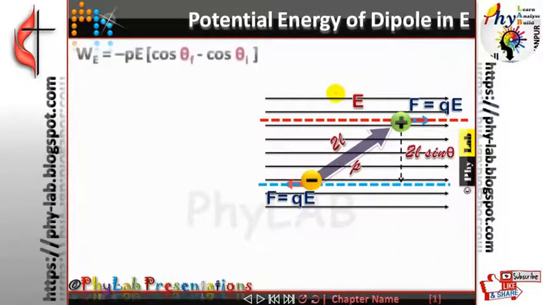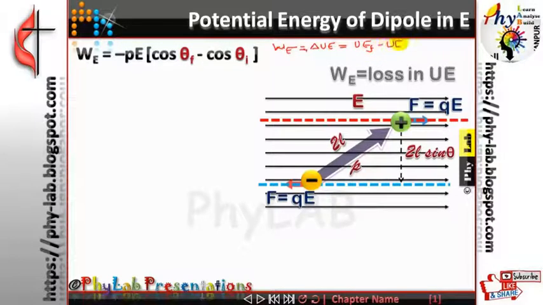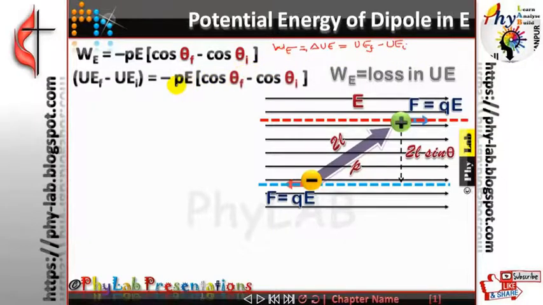Now let me rewrite it. Work done by the field happens to be minus PE cos theta final minus cos theta initial. Now as I told you, work done by the field is responsible for change in potential energy, and this change is always loss in potential energy. So change in physics always means final potential energy minus initial potential energy. Let's substitute that. Final minus initial, minus PE cos theta final minus cos theta initial, opening of the bracket.